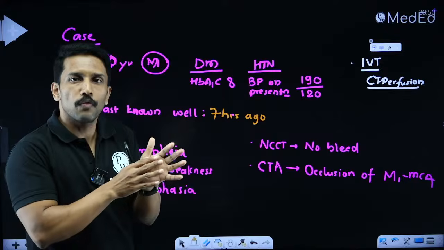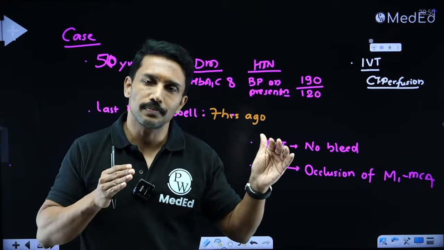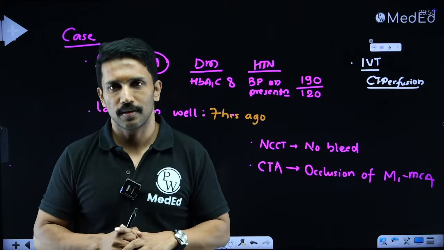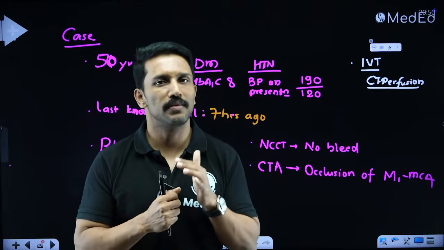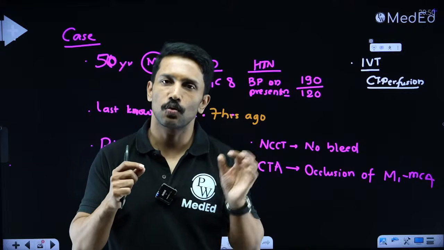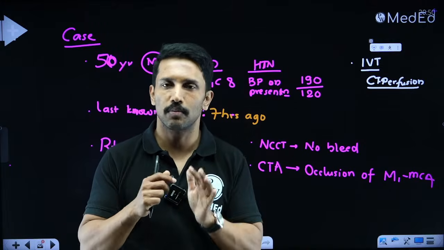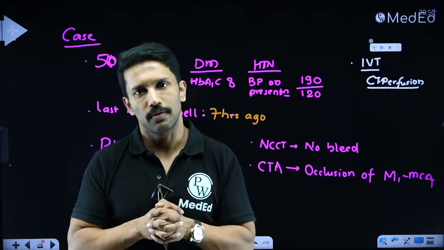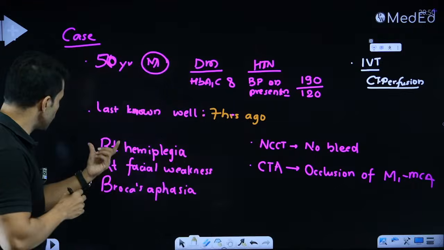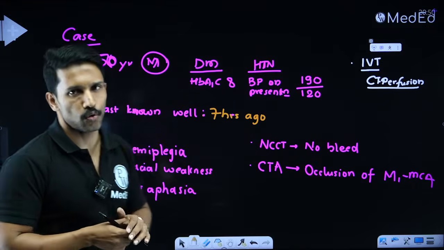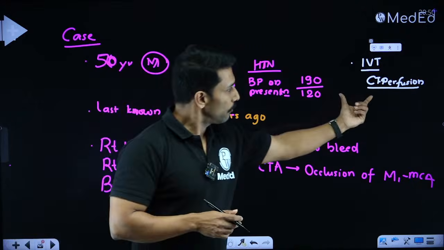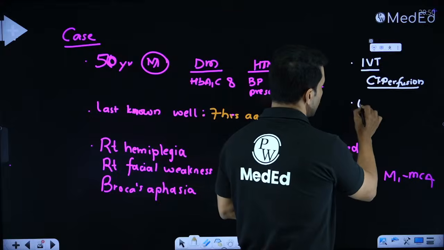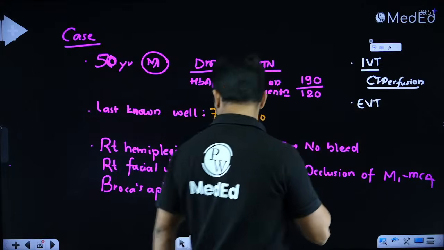From the point of view of EVT, also he is outside the standard window period. If it is within 6 hours, we generally go ahead with EVT. If it is an acute ischemic stroke, which is major or minor with disabling symptoms, we go ahead with EVT. Now here he has all these symptoms, so this will by default be a major stroke. So for EVT, he is outside the standard window period. So what should I do in that case?